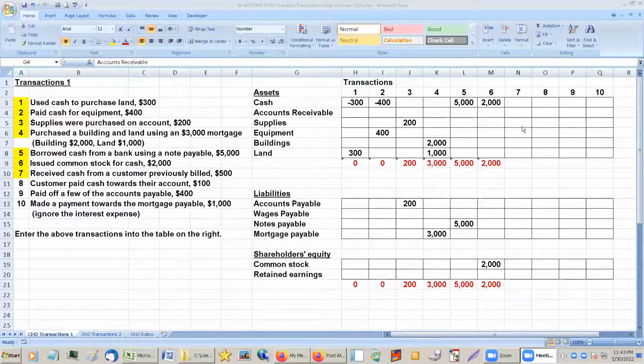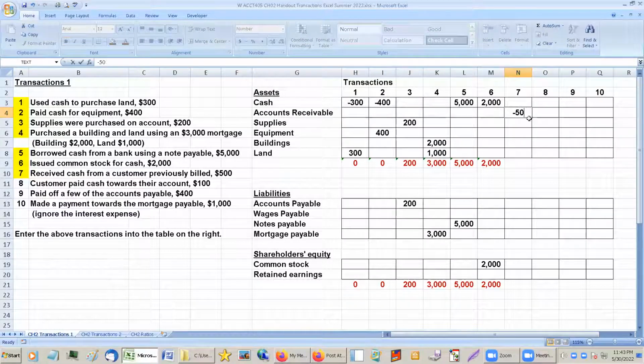and take the cash. Now, don't get me wrong, we'd rather have the cash than the accounts receivable, but we have to take it off the books. So the accounts receivable is going to go down by 500 because they no longer owe us. And our cash will go up by 500.